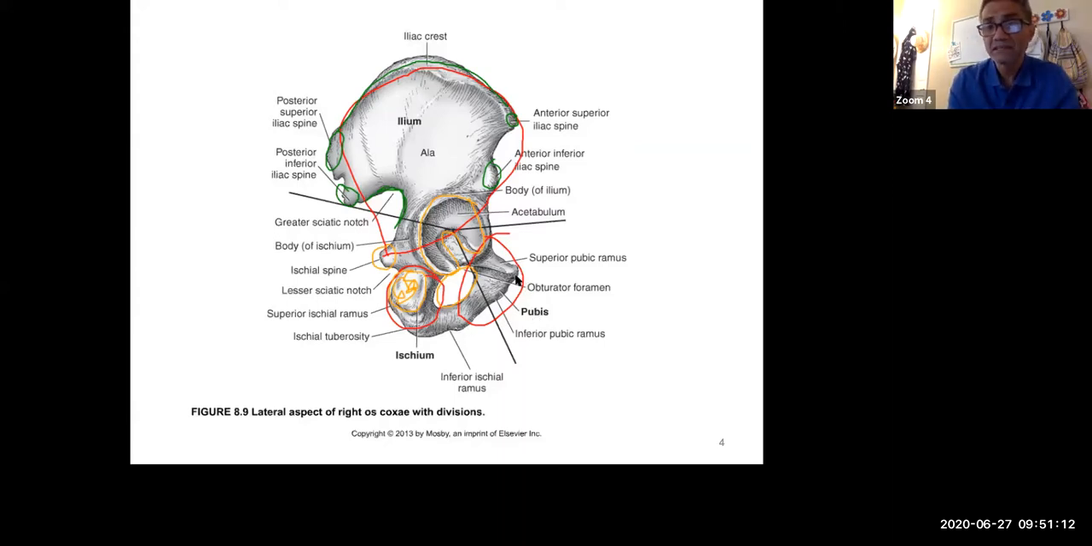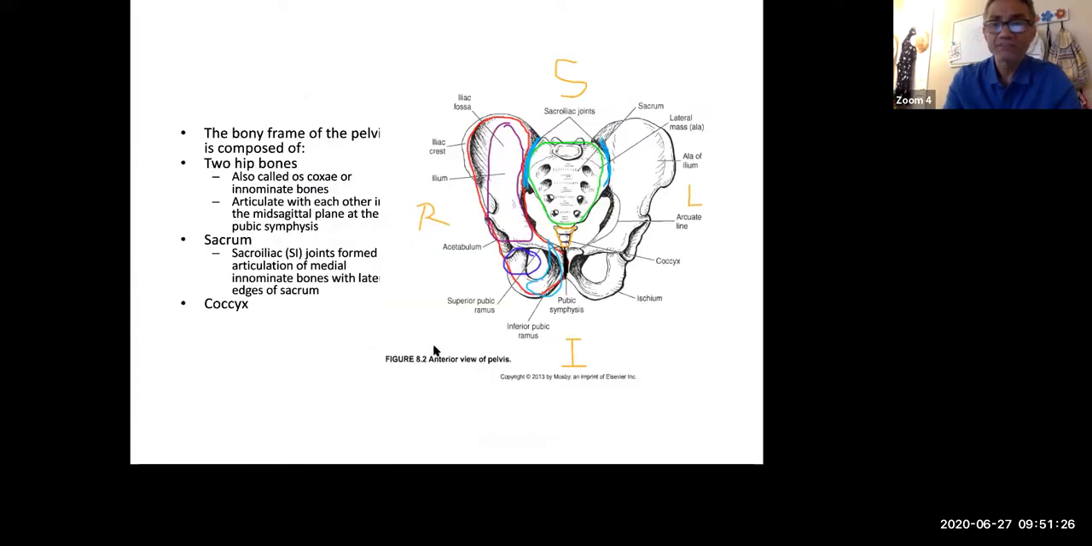The pubis consists of two portions. This one is the superior ramus, and this one is the inferior ramus. If I go back to the previous picture, basically, this is what I'm talking about. This is the superior ramus of the pubis, and this is what? The inferior ramus of your pubic bone.